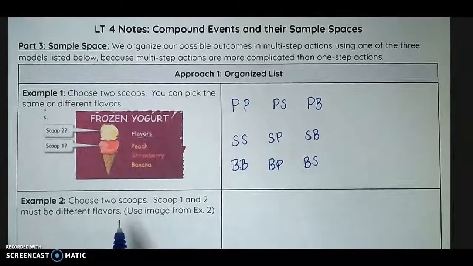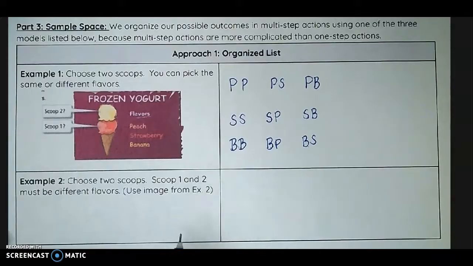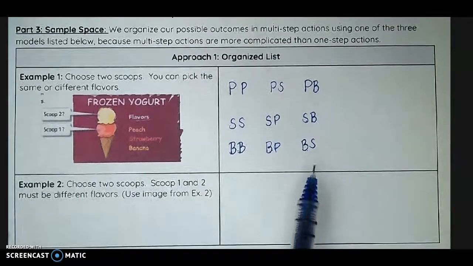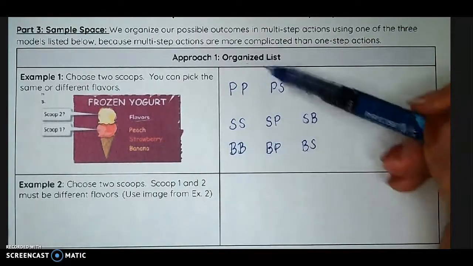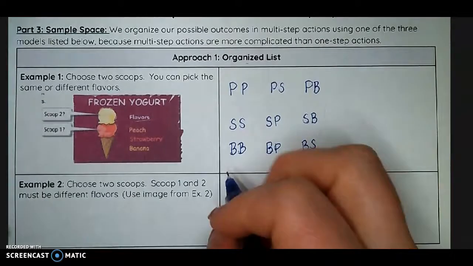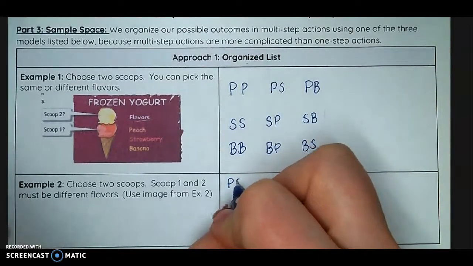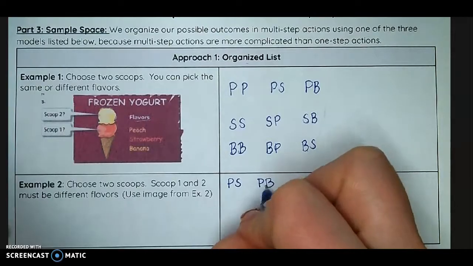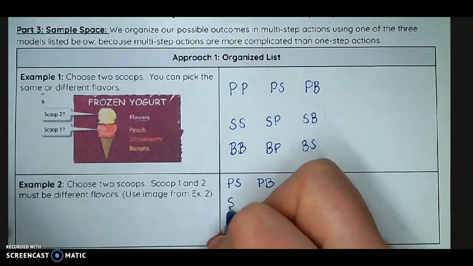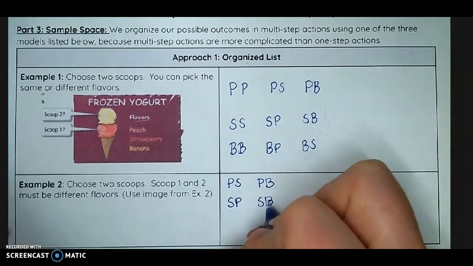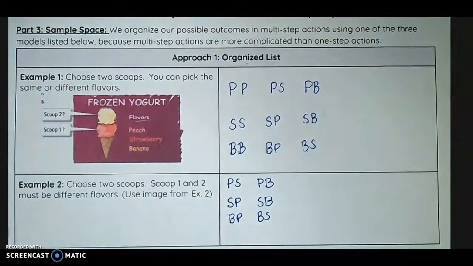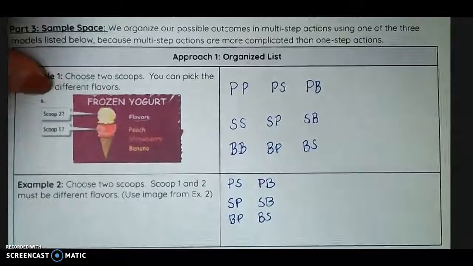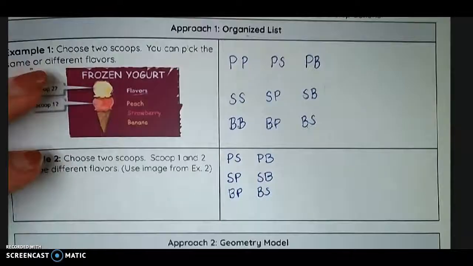Now, if it tells me that I have to choose 2 scoops, and scoop 1 and scoop 2 must be different flavors, these 3 are going to go away because my scoops have to be different flavors, which means only these 6 are going to be left. So I can have peach and then strawberry, or peach and then banana. I could have strawberry and then peach, or strawberry and banana, or banana and peach, or banana and strawberry. Using abbreviations of letters is very helpful in these instances.